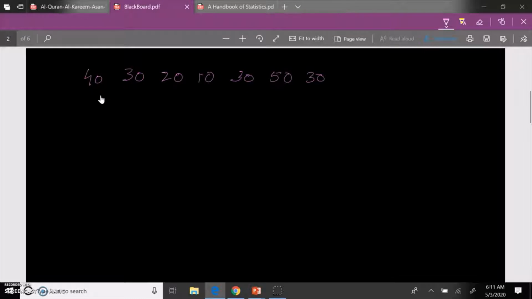Okay. Now what I ask the students is, please add these numbers, and the sum comes out to be 210, right? And then I ask them to divide this sum by the total number of students. I hope you are getting what I'm trying to tell you now, right? And the answer comes out to be 30.